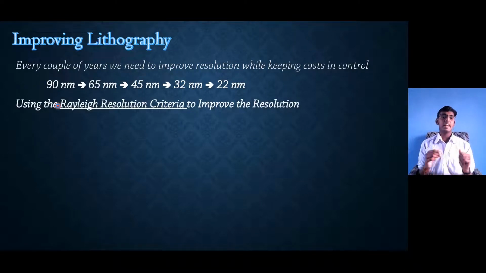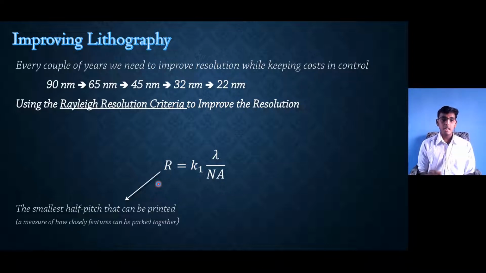We use the Rayleigh criteria. So what is the Rayleigh criteria? As I mentioned earlier, the Rayleigh criteria is nothing but R equals K1 times lambda by NA. So what is this R? R is the smallest half pitch that can be printed. So what is this smallest half pitch?